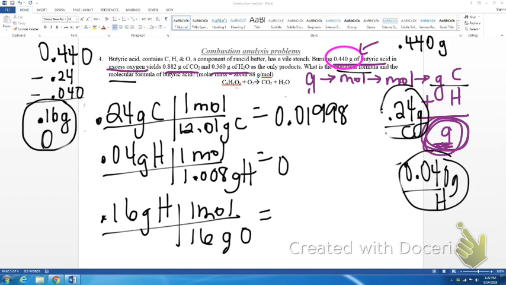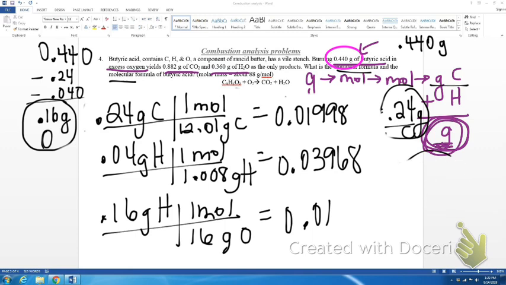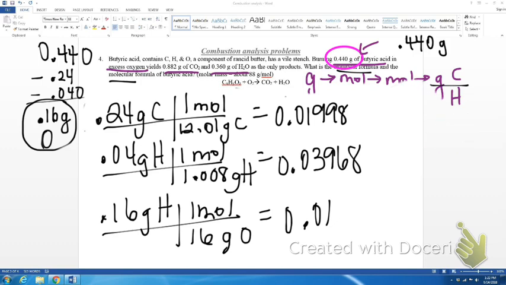Next one, 0.03968. And this one just comes out to be 0.01. All these are in moles: moles of carbon, moles of hydrogen, moles of oxygen. So now we divide by the smallest. Now that I don't need these numbers anymore, I'm going to give myself some more space again.